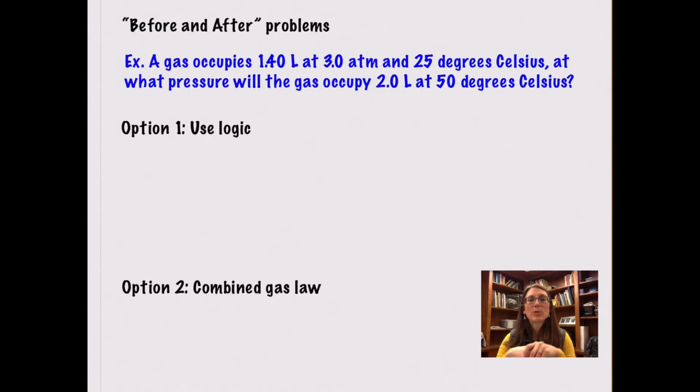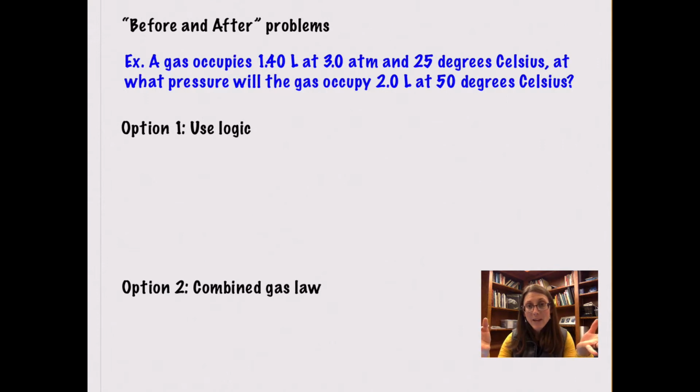Okay, time to do the problems. There are two different types of problems you're going to see. The first of these is what I like to call a before and after problem. So for example, a gas occupies 1.4 liters at 3 atmospheres and 25 degrees Celsius. At what pressure will this gas occupy 2 liters at 50 degrees Celsius?